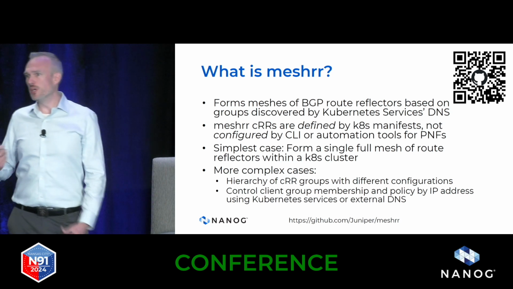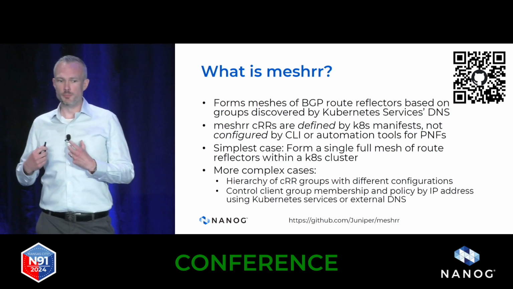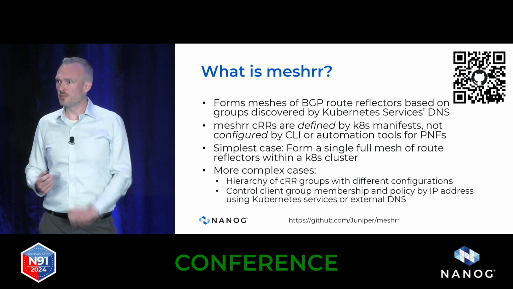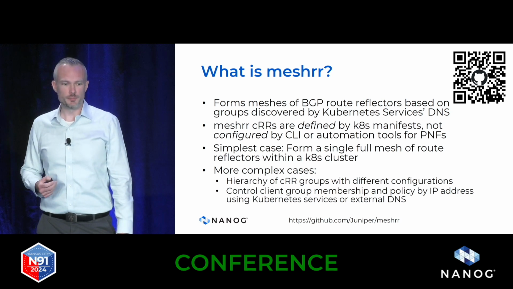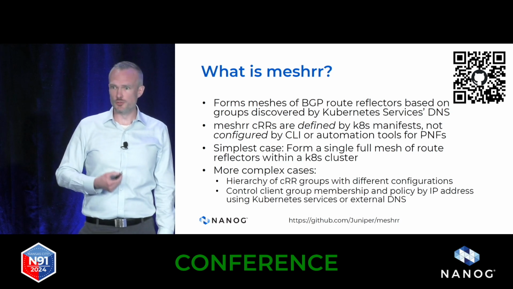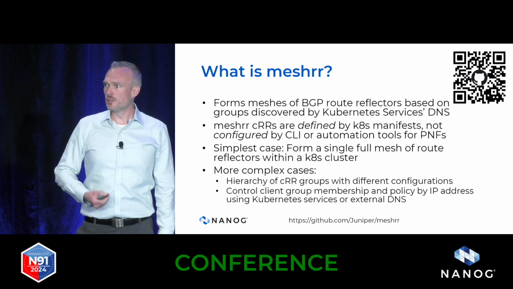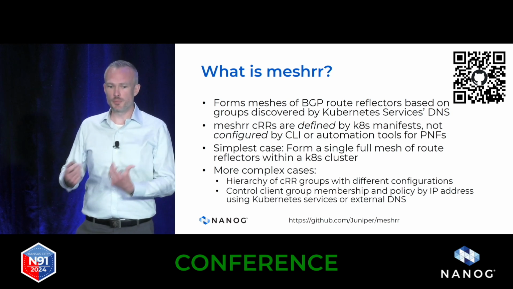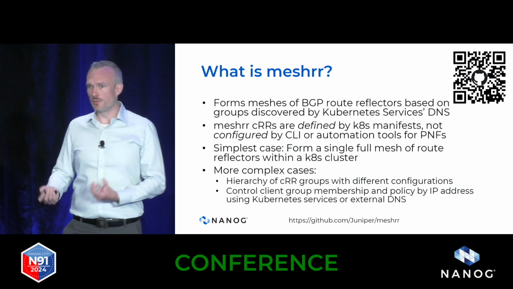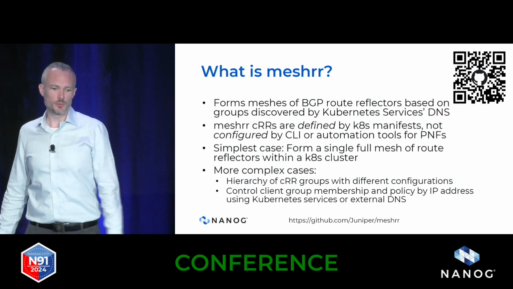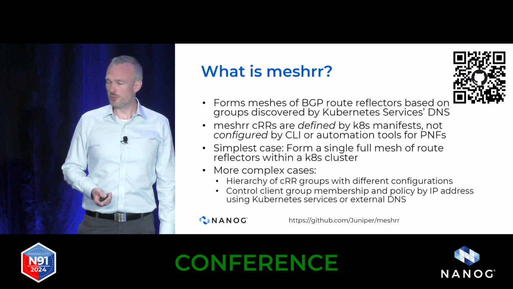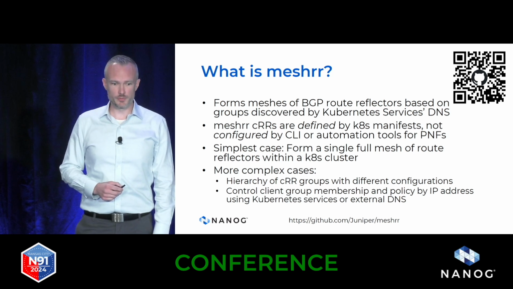At its base, meshrr forms meshes of BGP route reflectors that are discovered based on DNS discovery. In this environment, we are defining meshrr route reflectors using Kubernetes manifests, specifying what our intent is. This is template driven, so I define what I want them to look like, and then it discovers all of the parameters to fill into those templates for me. This does not require me to use CLI.